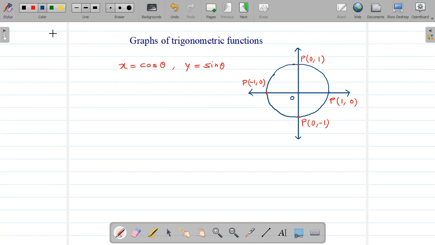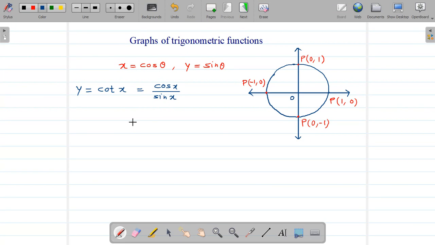Now let us discuss how to draw the graph of the function y is equal to cot x. For that, we are going to discuss the domain and range of the cot function. Now all of you know that cot x means cos x upon sin x.